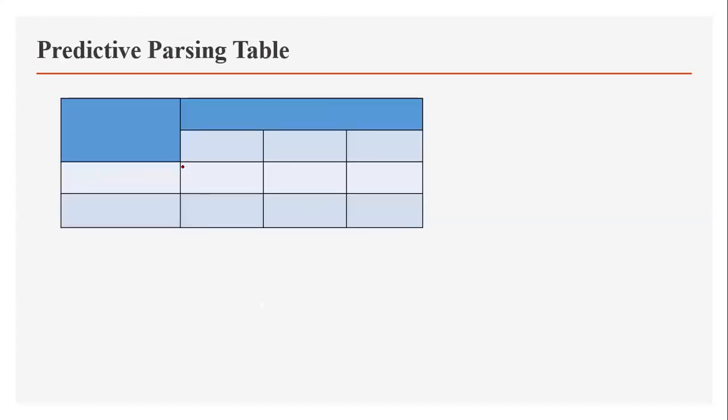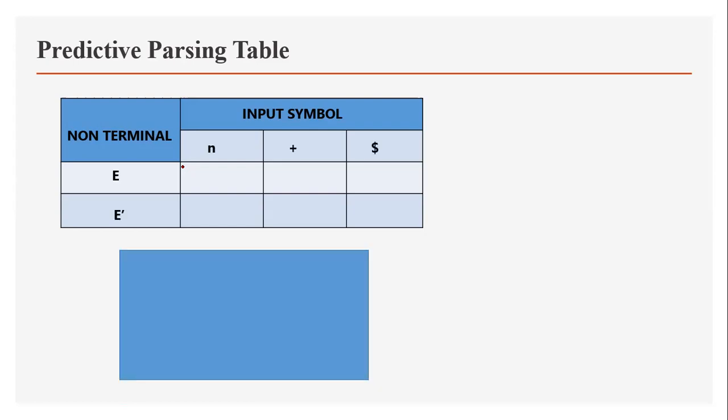You know that the predictive parsing table is built with non-terminals and input symbols, nothing but terminals. Non-terminals are E and E dash. Input symbols are n, plus, dollar. Now, based on first, we have to fill this table. First of E is n. So for E on n, you fill E's production, that is E derives n E dash.